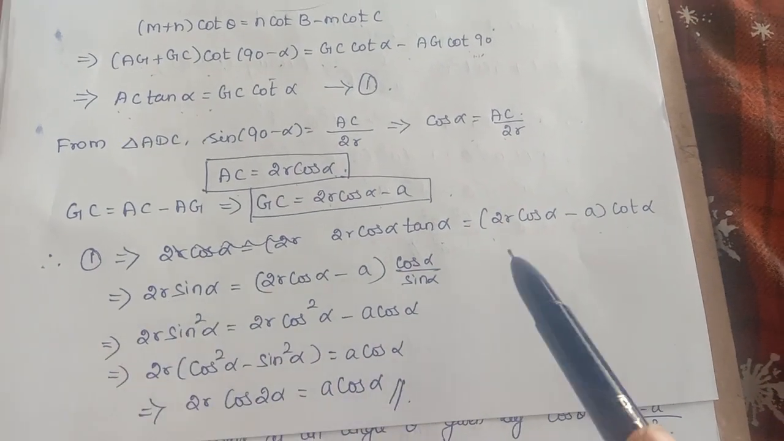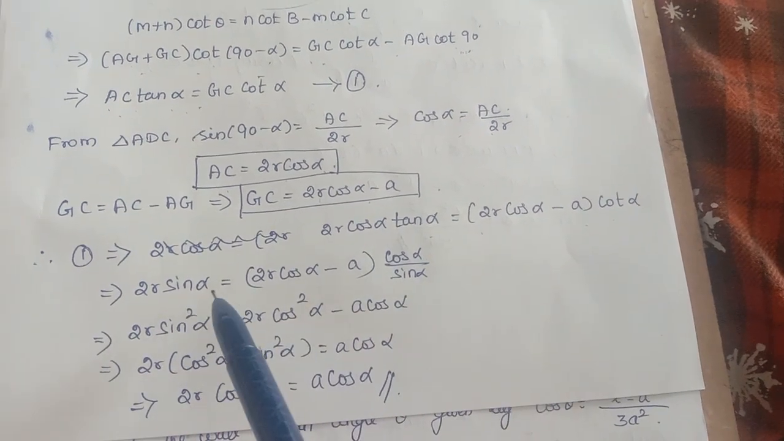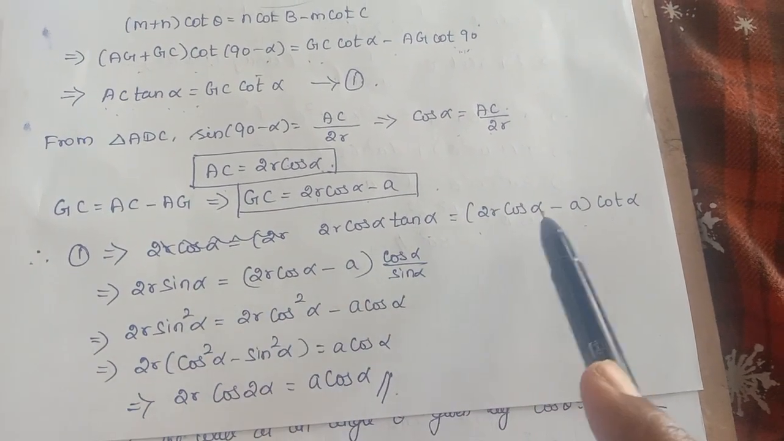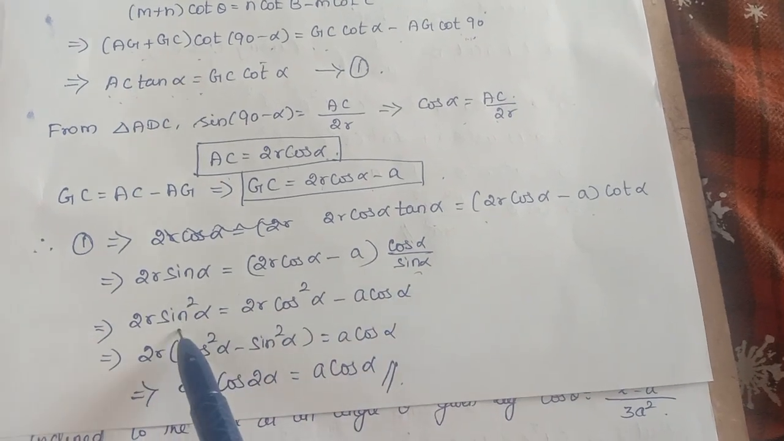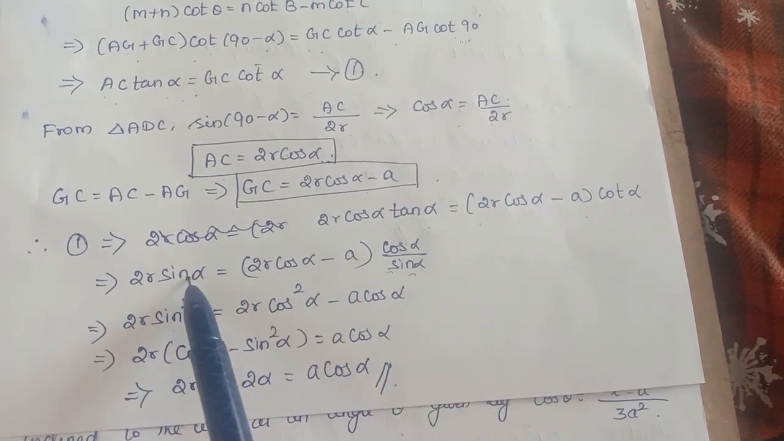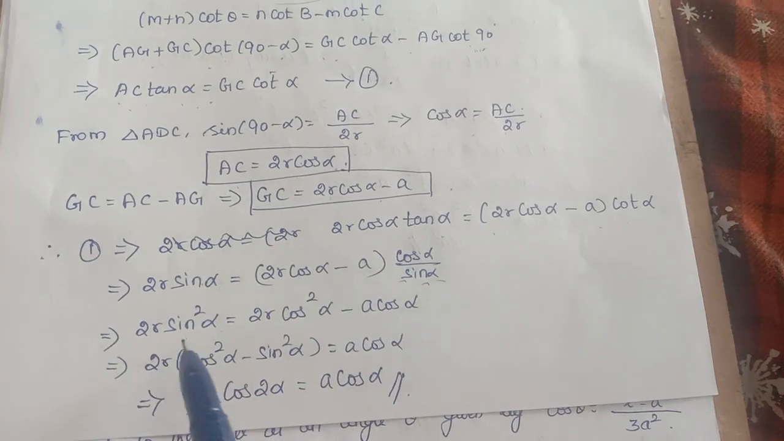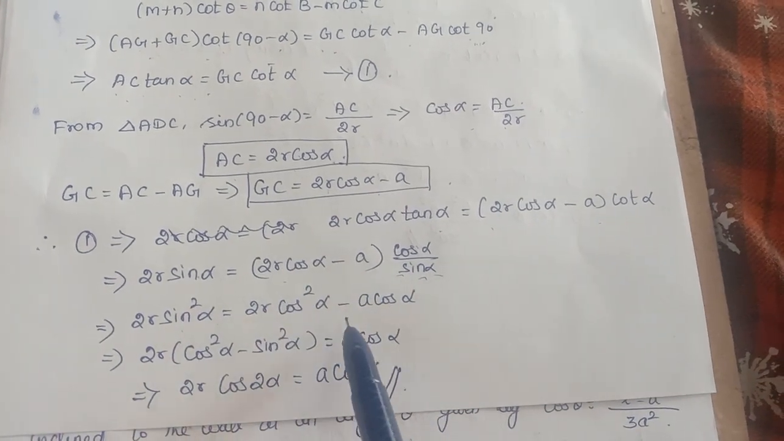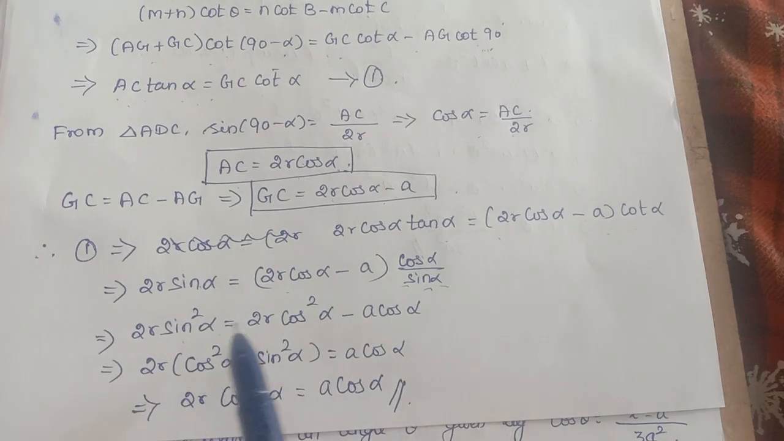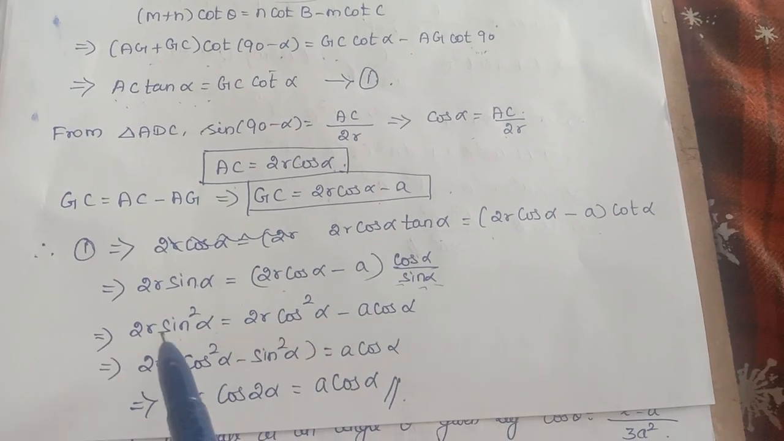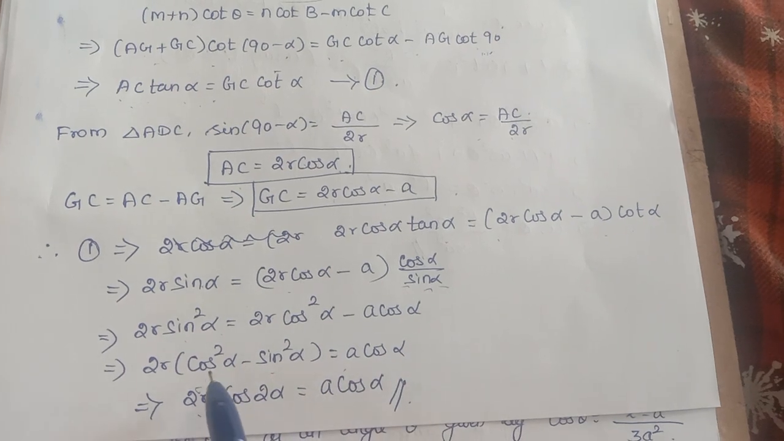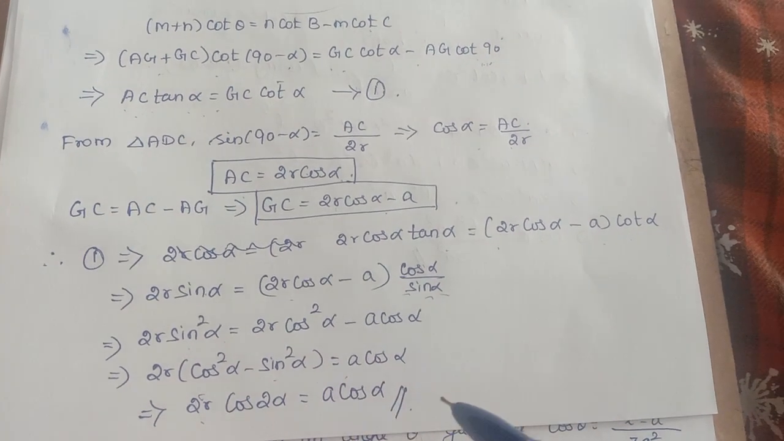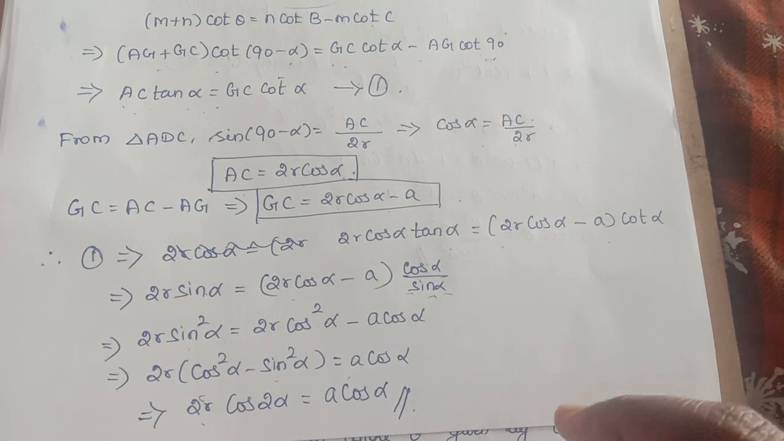So 2R, here it will be sin alpha only. 2R sin alpha equals (2R cos alpha minus a) into cos alpha by sin alpha. So 2R sin square alpha equals, that is this sin alpha, let me take it to this side. So 2R sin square alpha equals 2R cos square alpha minus a cos alpha. So 2R into, collect the cos square and sin square terms here: cos square alpha minus sin square alpha equals a cos alpha. So 2R into, this is cos 2 alpha, cos 2 alpha equals a cos alpha. So the first result is proved.